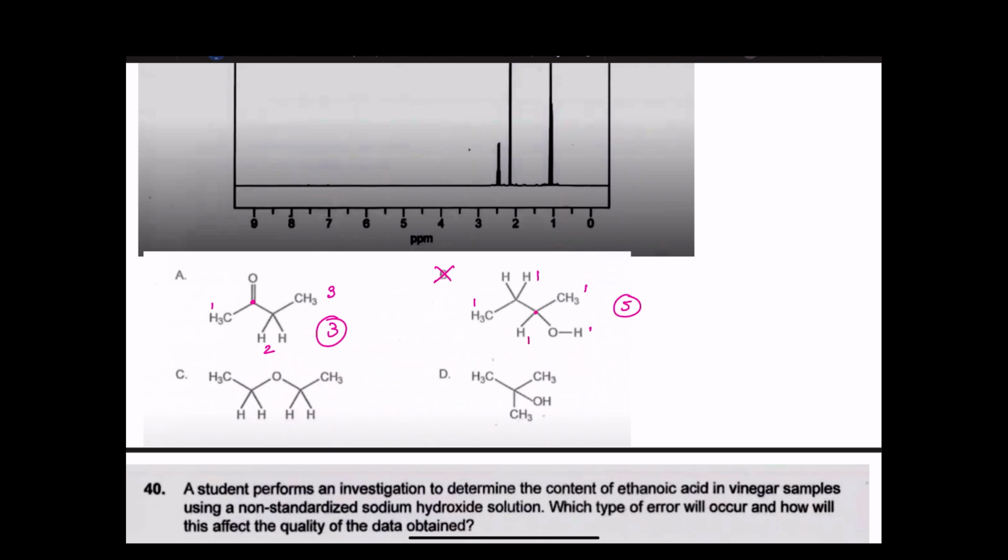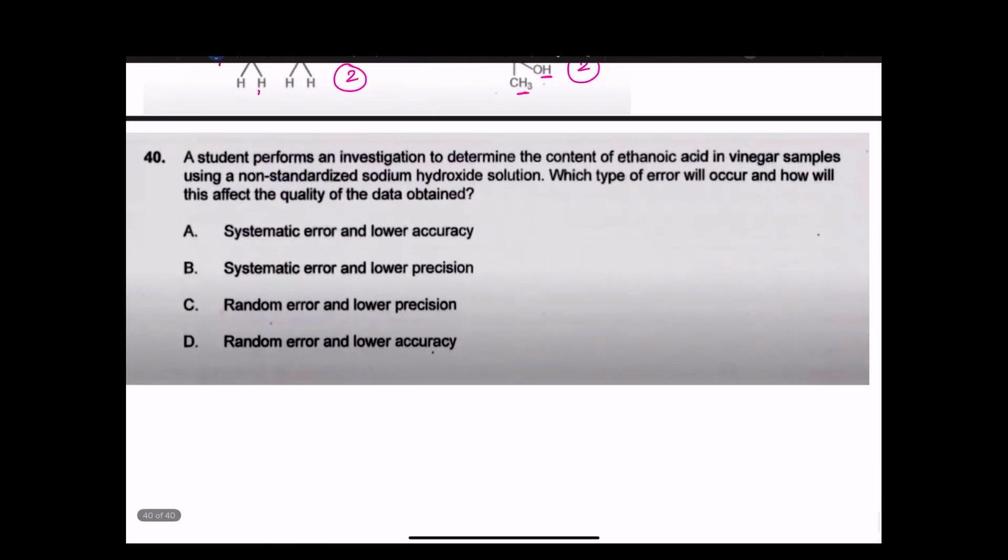For option C, you have 1, 2. As it's symmetrical about O, you just have only 2 hydrogen environments. So C cannot be the answer again. For option D, you again have just 2 hydrogen environments because it's symmetric about this point, all the methyl groups, right? So again 2 here. So from here I can say option A is the right answer to this question, as A has 3 hydrogen environments.